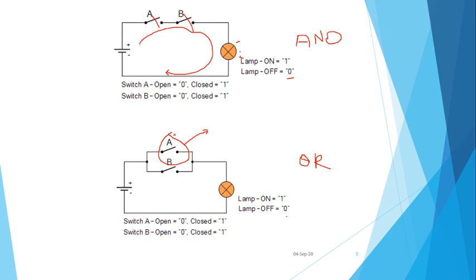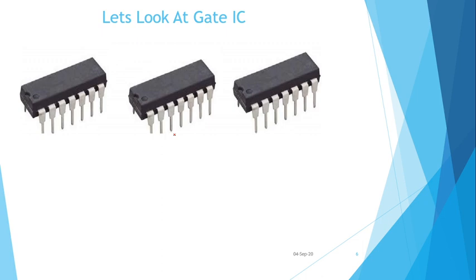All right, let's look at the gate IC. Just to recall, in one of the lectures I showed you how the gate IC looks. So here is that image. This is how your gate IC looks. This package is called the DIP package. DIP.